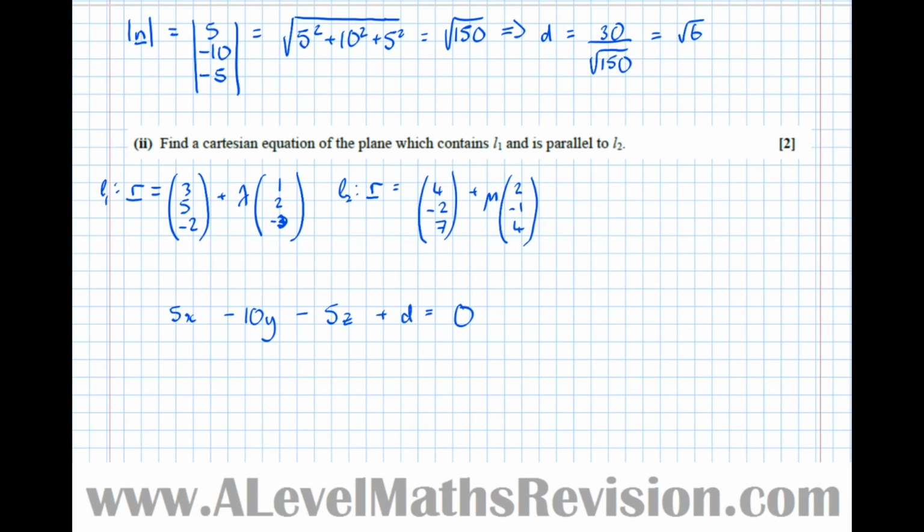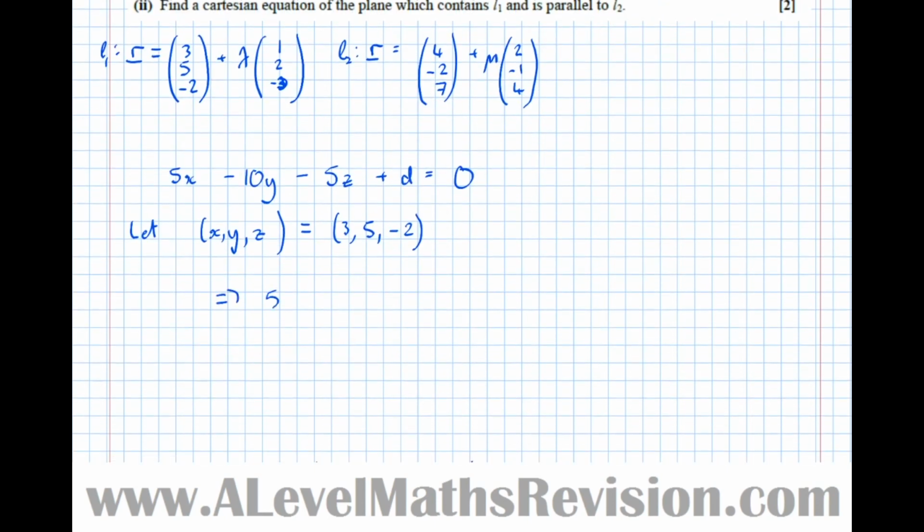Now we sub in a point. Well, actually, if this line lies on the plane, then this point must be on the plane as well. (3, 5, minus 2) must be on the plane. So if we sub that in, so let x, y, z equal 3, 5, minus 2. Well, this implies that 5 lots of 3 minus 10 lots of 5 minus 5 lots of minus 2 plus d equals 0. Therefore, what we have is d minus 25 equals 0, which means that d equals 25.